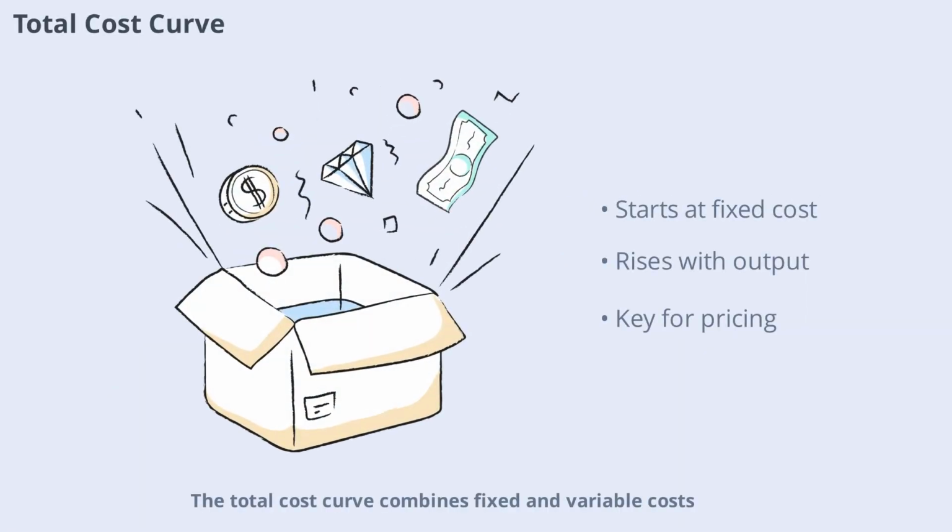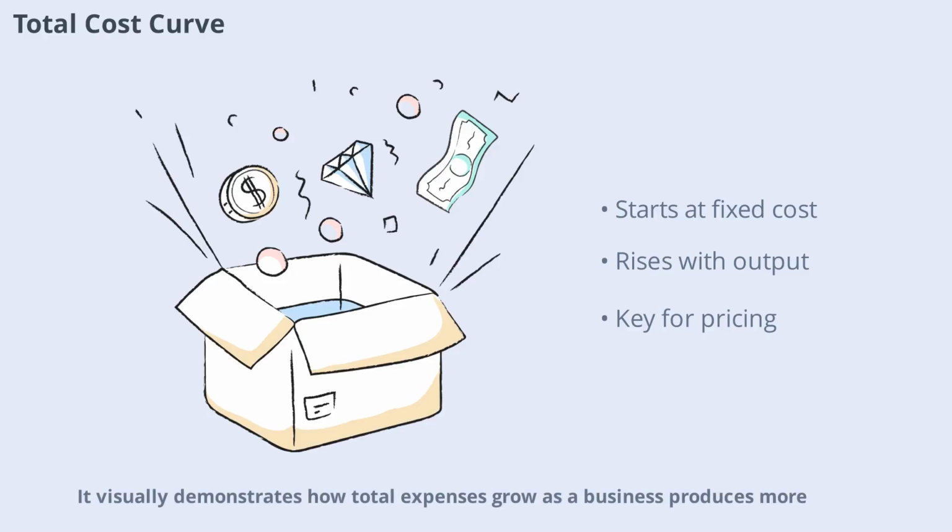Total cost curve combines fixed and variable costs. It starts at the level of fixed costs and rises as variable costs are added with increased production. This curve is crucial for understanding the overall cost structure and for making pricing and output decisions. It visually demonstrates how total expenses grow as a business produces more.